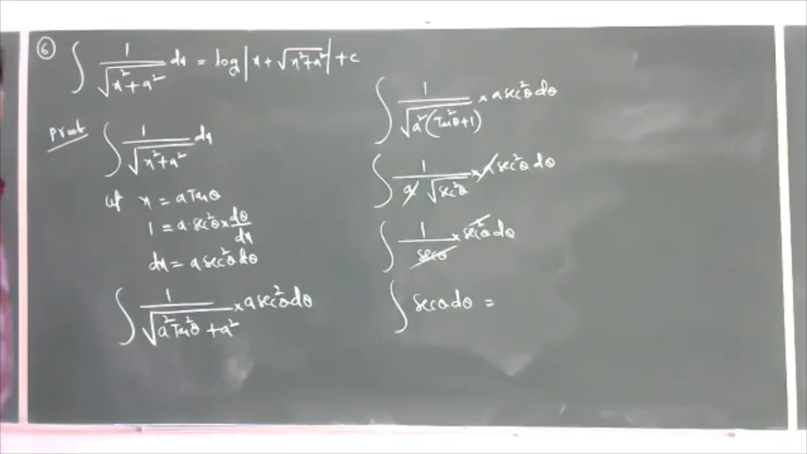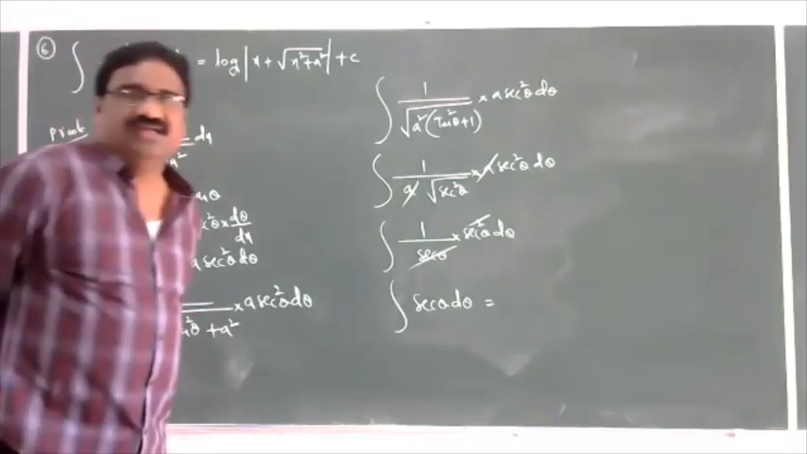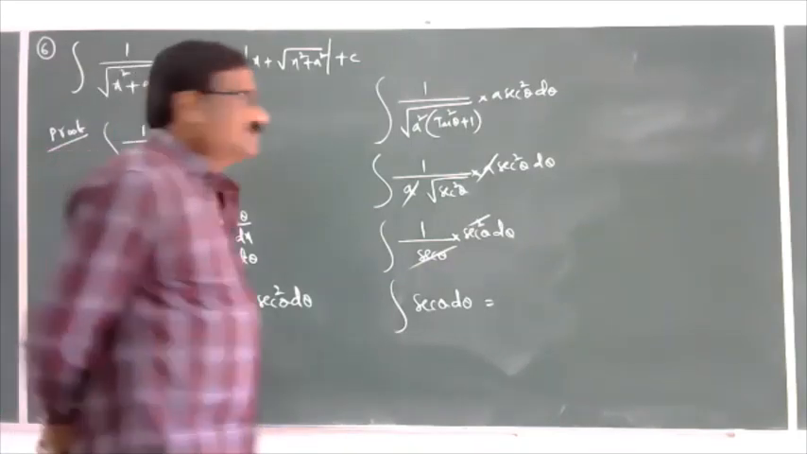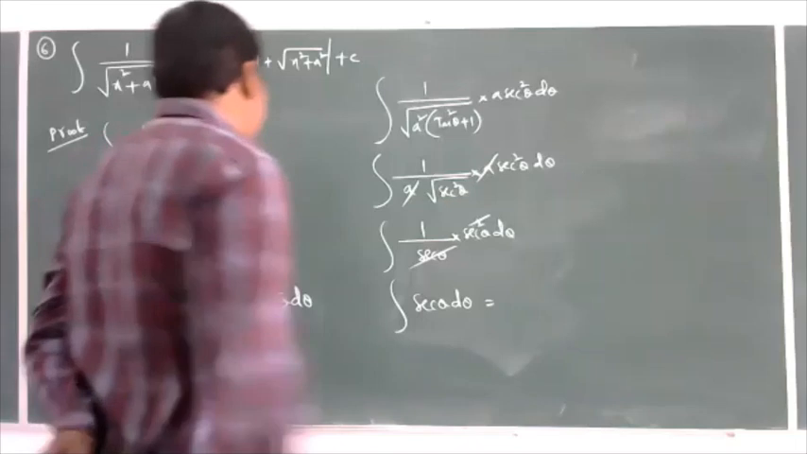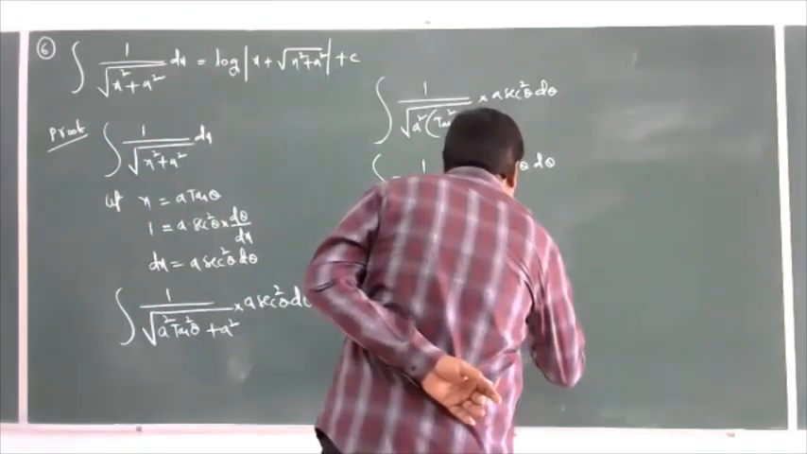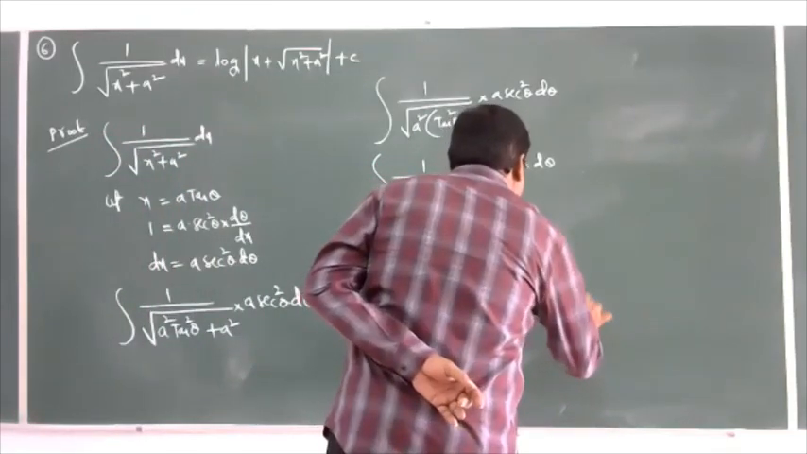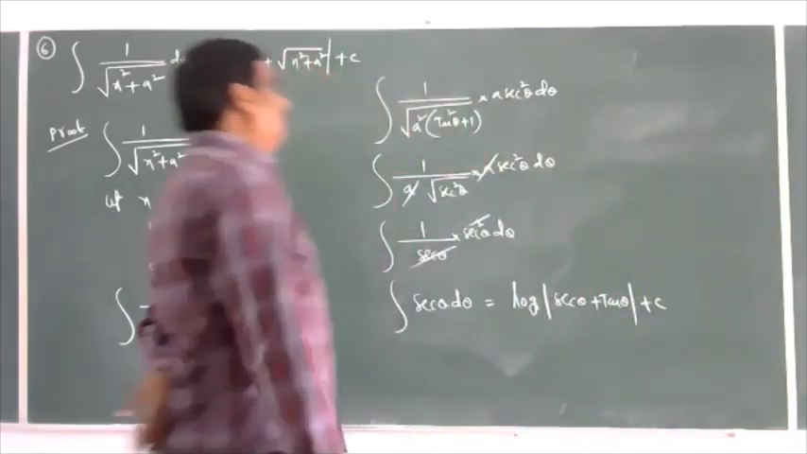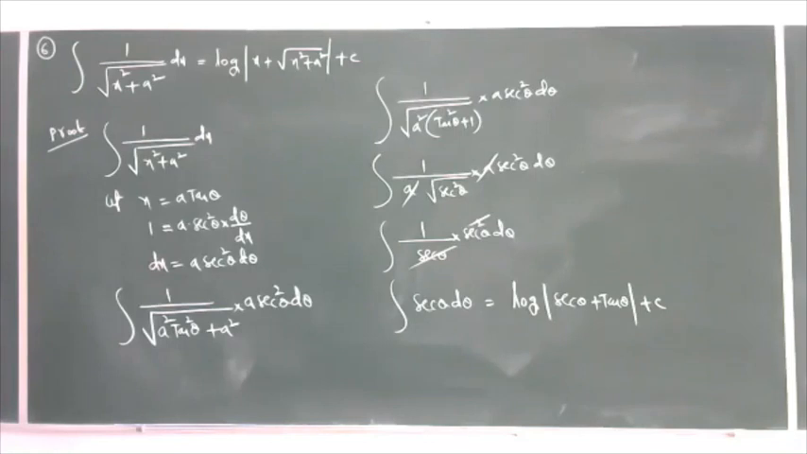So what is the formula for integration of secant theta? Integration of secant x is log mod secant x plus tan x. That is log mod secant theta plus tan theta plus c.